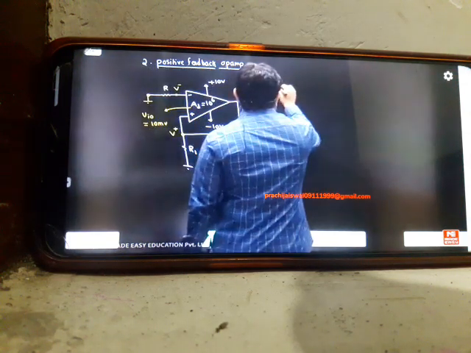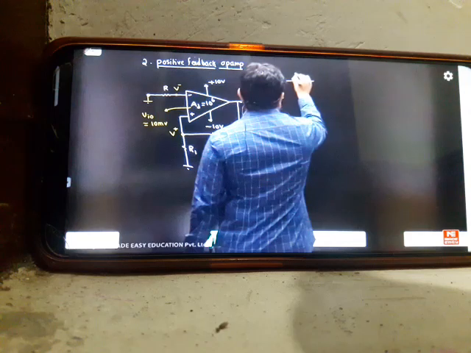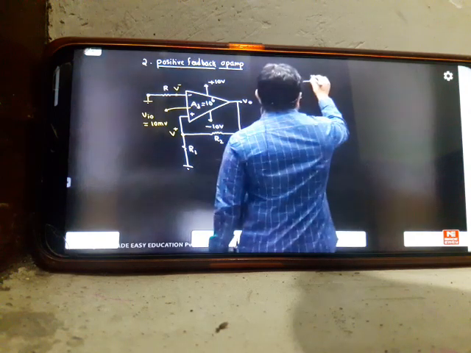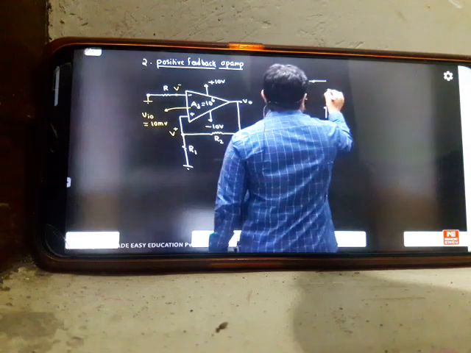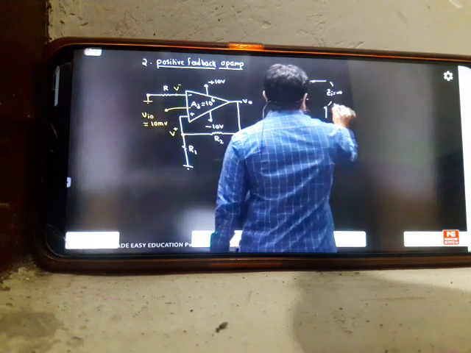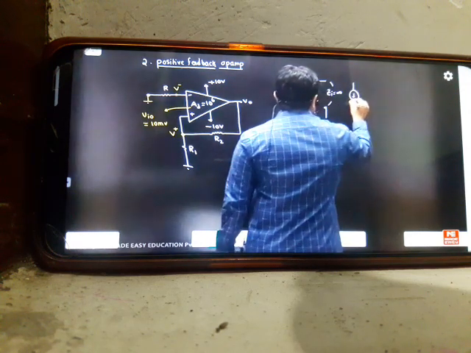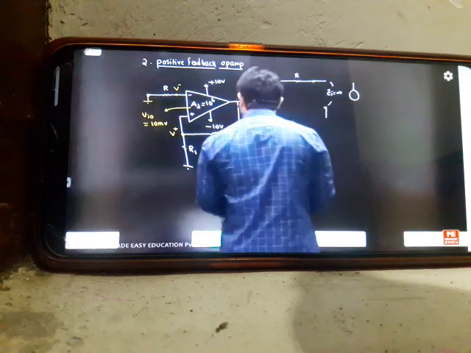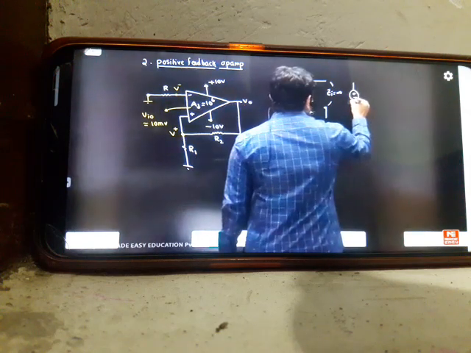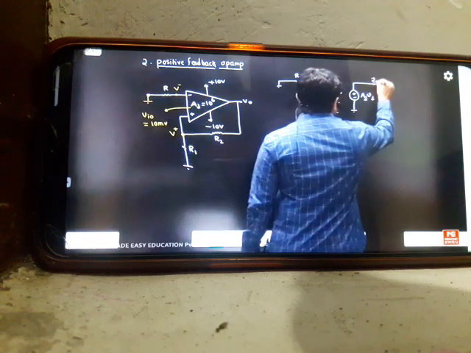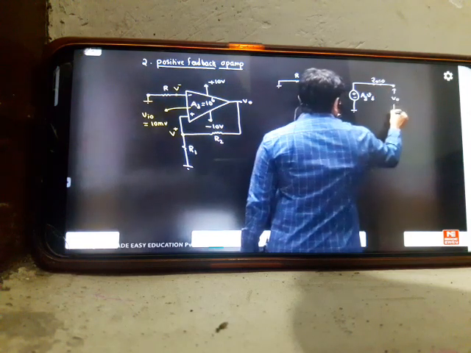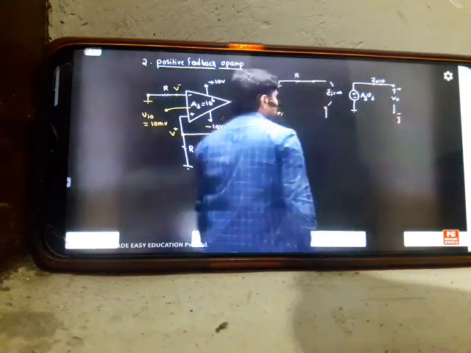See here, this is ground. We have some R here. Next we have V minus and ground. Z_i is infinite. I'm writing the model again. This is a voltage source, A_D into V_D. Next we have a short, Z_0 is equal to 0, and this is the output. So this is the model you are seeing.